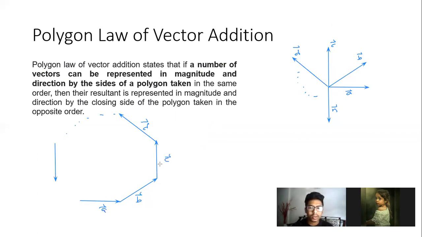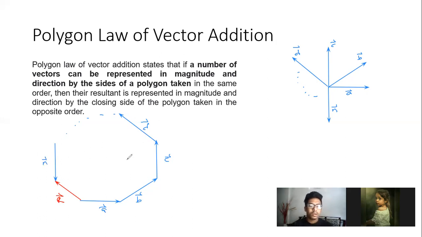taken in the opposite order. So they are all in this order, right? Following this order, the resultant is in the opposite order, from here to here, the closing side. Okay, so that is the resultant R. I have marked the vector N there. So this is the N vector.